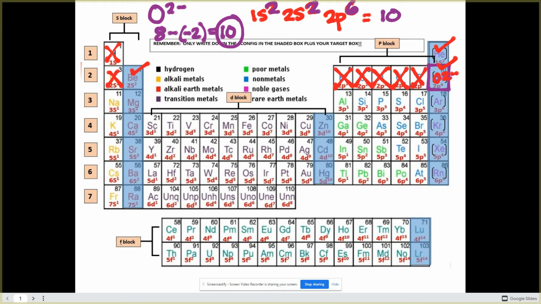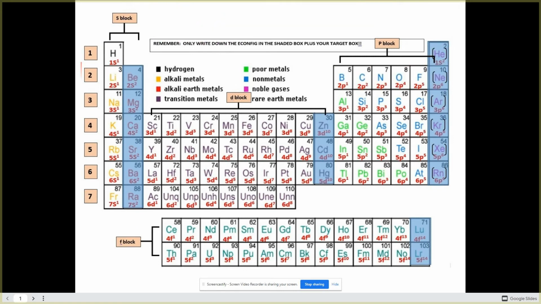All right. So again, guys, if it is an ion, you have to take note that the charge changes the number of electrons. So O2 minus is also the same as the electron configuration for Ne. You see it? So again, be very careful of that. Let's try it out one more time. So for example, guys, let's take Mg plus 2.